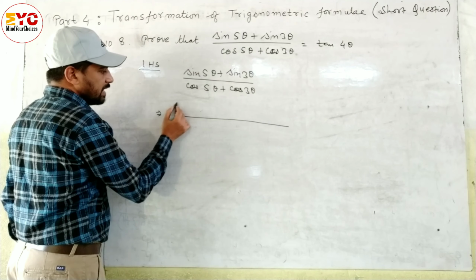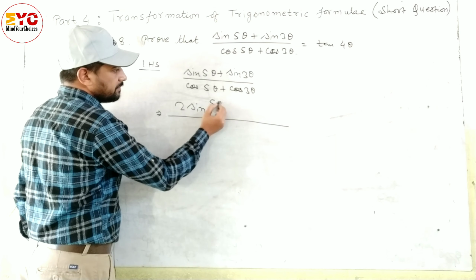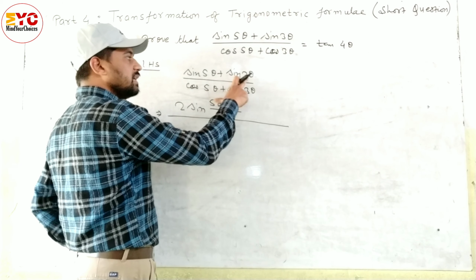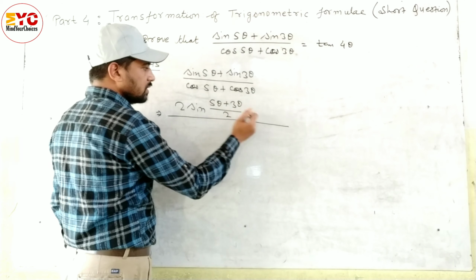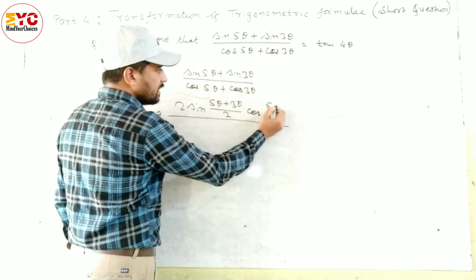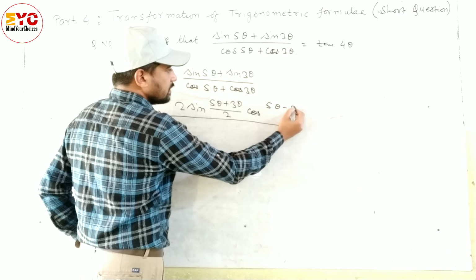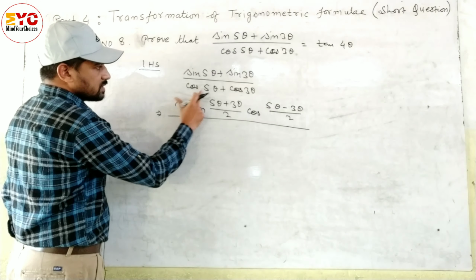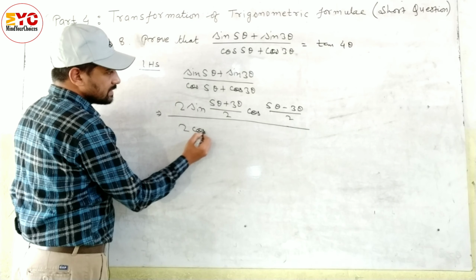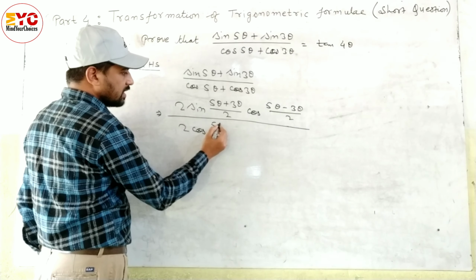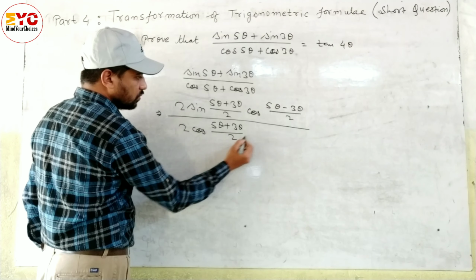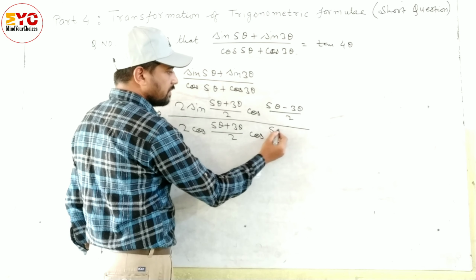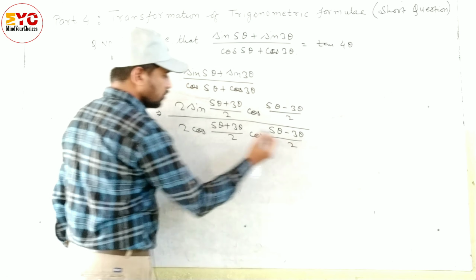Sine C plus sine D formula we have to use here. 2 sine C plus D by 2, 5 theta plus 3 theta by 2. In the place of C here is 5 theta, in the place of D here is 3 theta. Similarly, cos C minus D by 2, so 5 theta minus 3 theta by 2. And in the denominator, the cos C plus cos D formula is 2 cos C plus D by 2, C means 5 theta, D means 3 theta, 5 theta plus 3 theta by 2, cos C minus D by 2, C minus D means 5 theta minus 3 theta by 2.